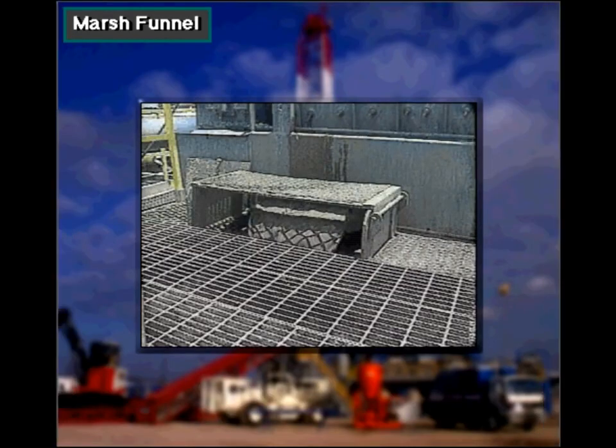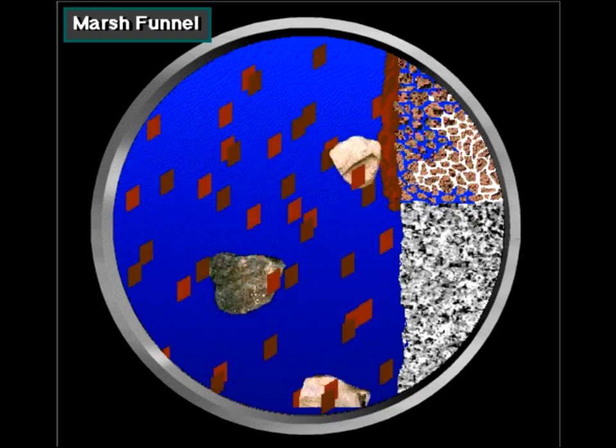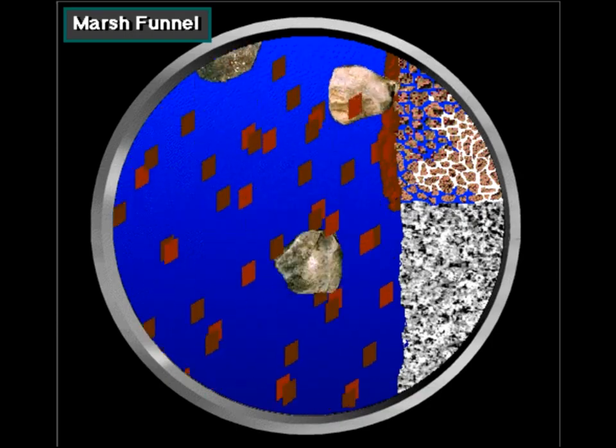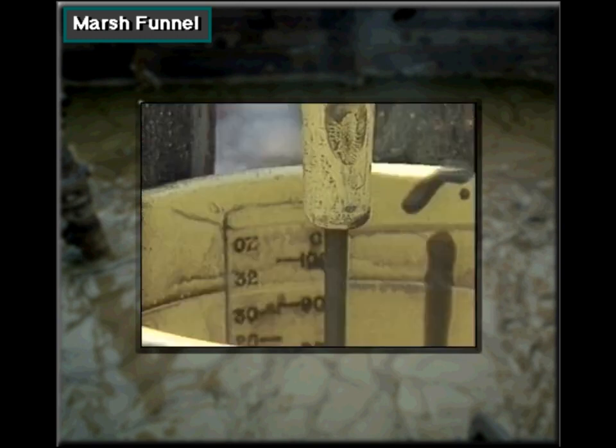The viscosity of the mud, its thickness or resistance to flow, is also an important factor. The mud's viscosity determines how well it can carry cuttings up the hole. One measure of a mud's viscosity is its funnel viscosity. That is, how many seconds does it take exactly 1 quart of mud to flow out of a special funnel called a Marsh funnel.